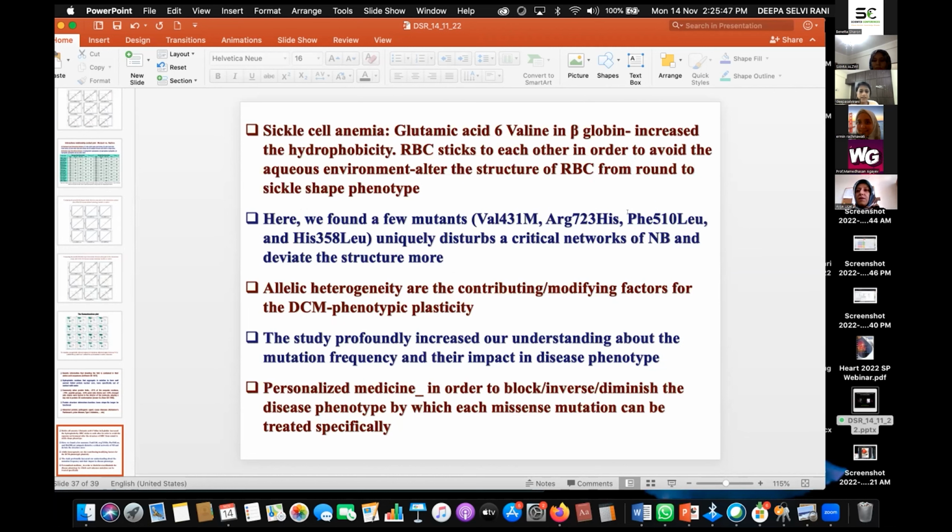And also we found that allelic heterogeneity could be the contributing factor for the DCM phenotype and its phenotypic plasticity. The study profoundly increased our understanding about the mutant frequency in our population and its impact. It is useful for personalized medicine in order to block or diminish the disease phenotype, particularly, each mutant can be treated specifically.